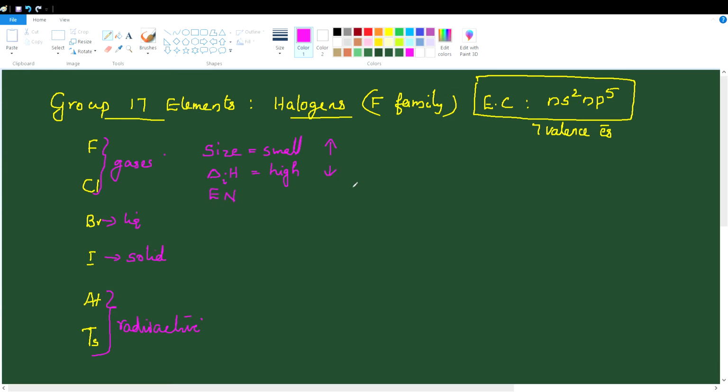Electronegativity. Because of 7 electrons in the valence shell, they have high electronegativity. Down the group, electronegativity also decreases.